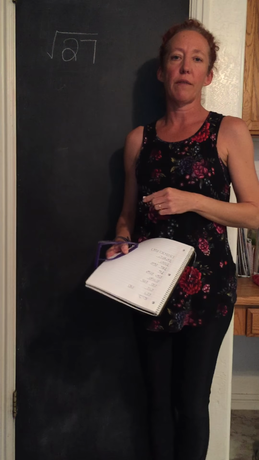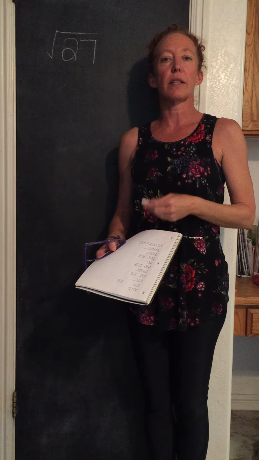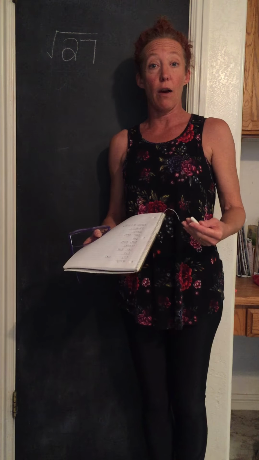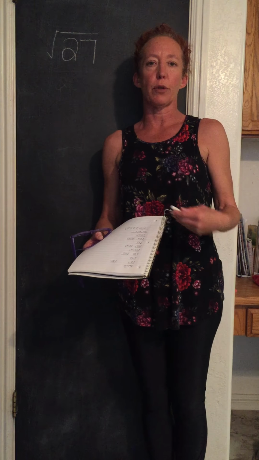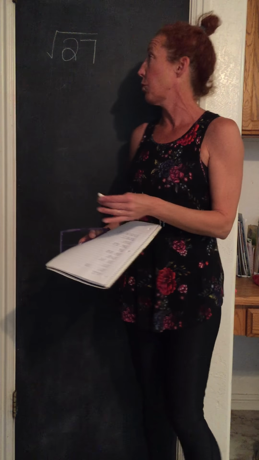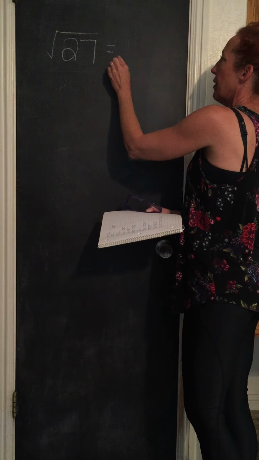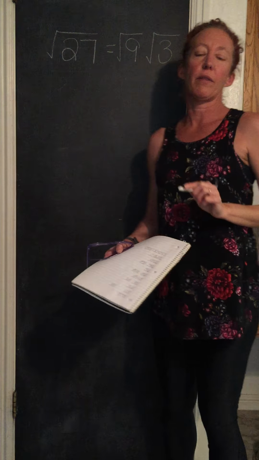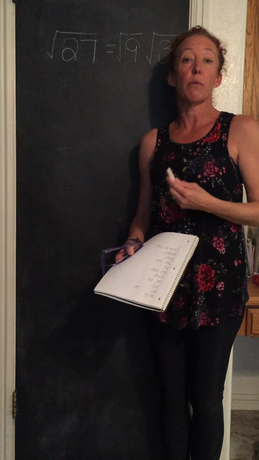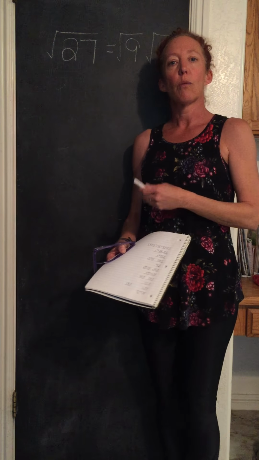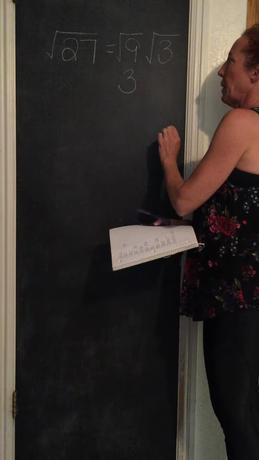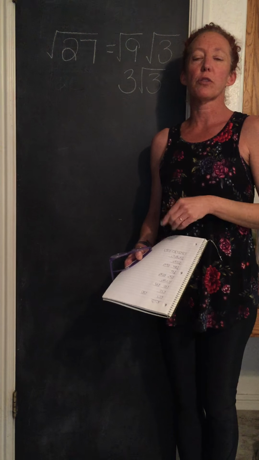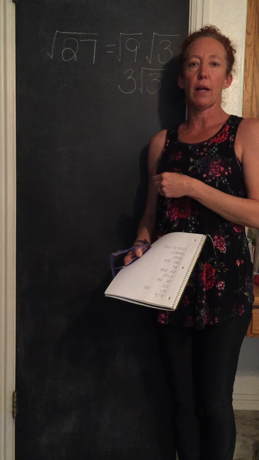The square root of 27. And the idea here is, is there a perfect square within the number 27? Can I break that down into the product of two numbers, one of which is a perfect square? So 27 can be rewritten as the square root of 9 multiplied by the square root of 3. And because 9 is a perfect square, radical 9 just becomes 3, and that 3 comes straight down. And so the square root of 27 reduces to 3 radical 3.